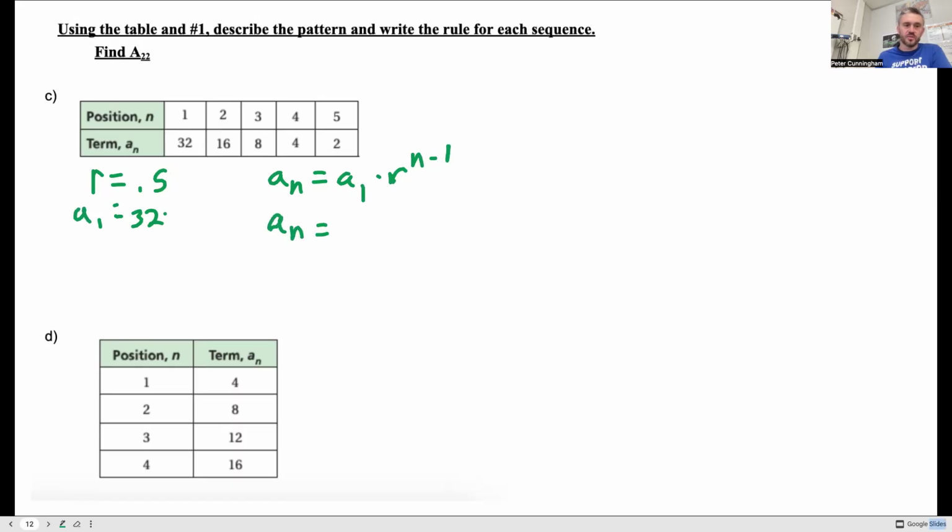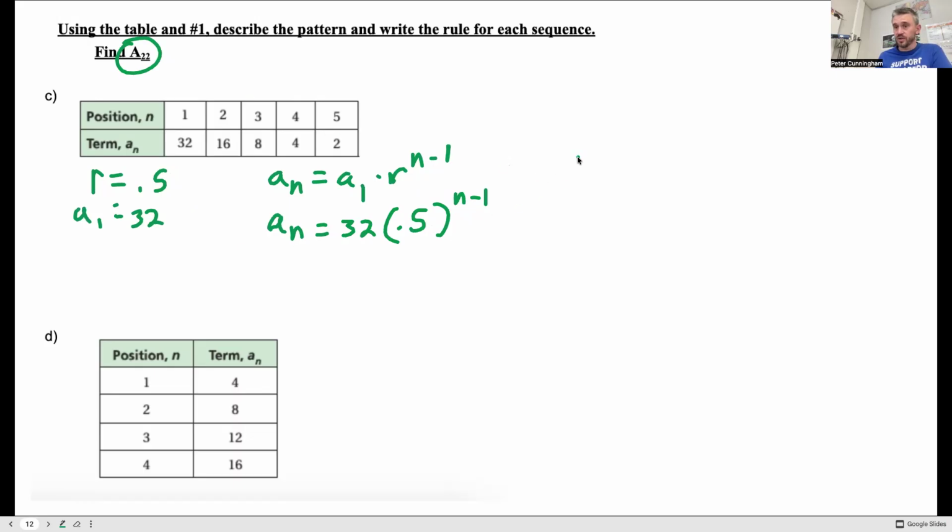We know what the first term is. It's 32. The rate, put it in parentheses, 0.5. I think it's easier if you use decimals here. If you put 1/2, that works as well. And then n minus 1, that doesn't change. So we're going to use this rule to figure out my 22nd term, A of 22.